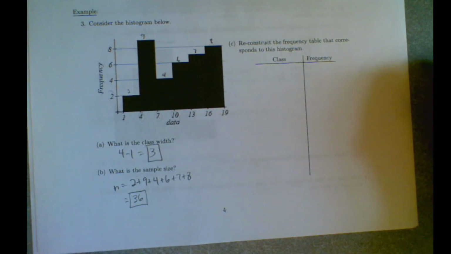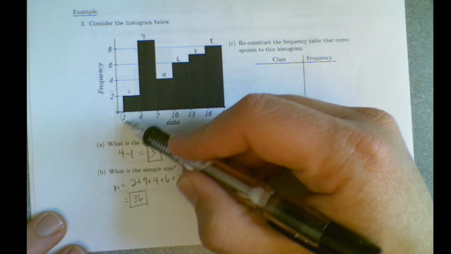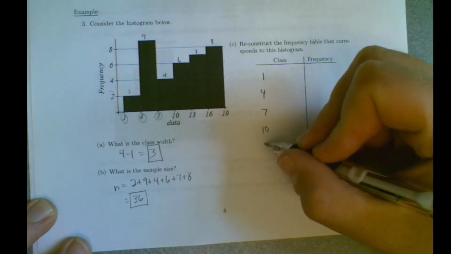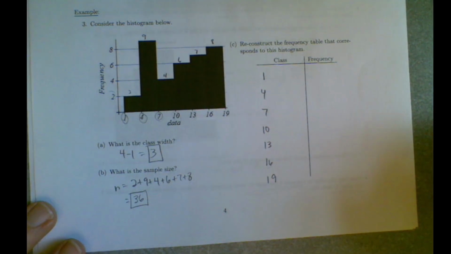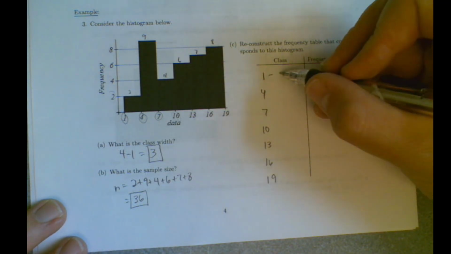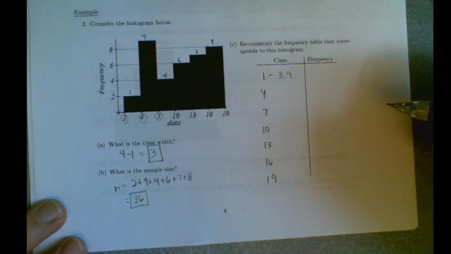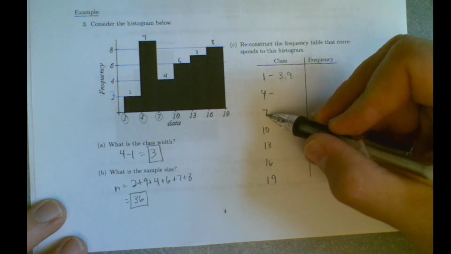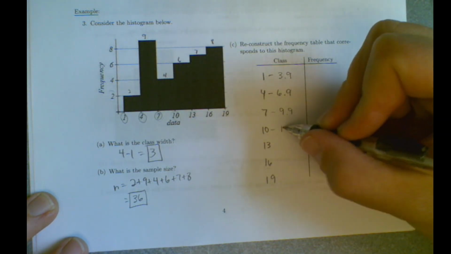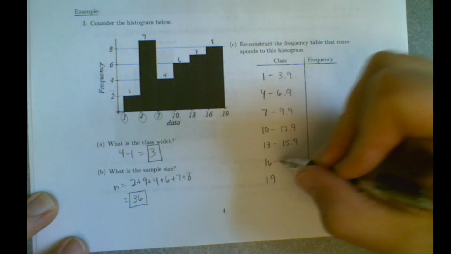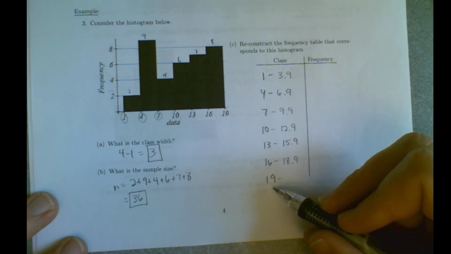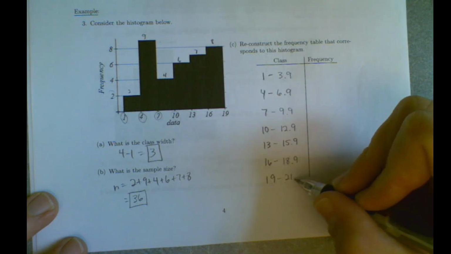So finally part C, where it says reconstruct the frequency table. Well, again, these numbers down here are our lower class limits. So I'm just going to write in my lower class limits: 1, 4, 7, 10, 13, 16, and 19. And then I can come back and I can put in my upper class limits, right? My first class, if the second class starts at 4, then my first class should really end at like 3.9, right? And if the third class starts at 7, then my second class should end at maybe 6.9, right? And I'm going to proceed that way. This will be 9.9, 12.9, 15.9, 18.9, and then, well, if I go up 3 more, that would land me at 22, so this should end at 21.9, okay?